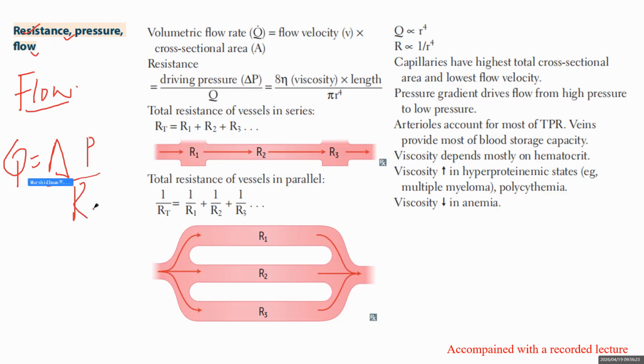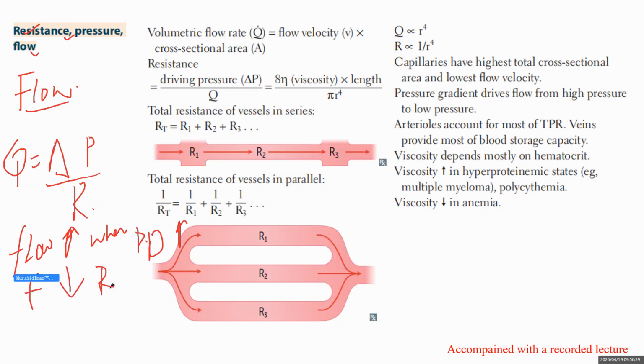And the relationship of flow in terms of the resistance and the pressure gradient is defined like that. It means that flow increases when the pressure difference increases, right? And alternatively, the flow decreases when the resistance increases. The flow decreases when the resistance increases. These are the two important factors that you have to cover.